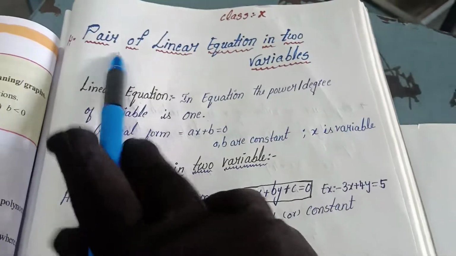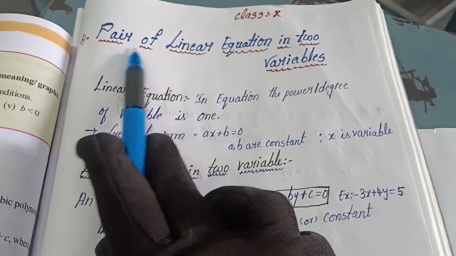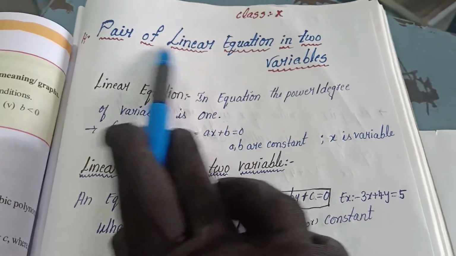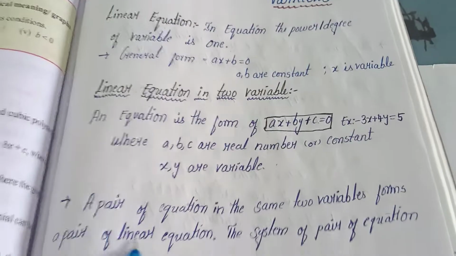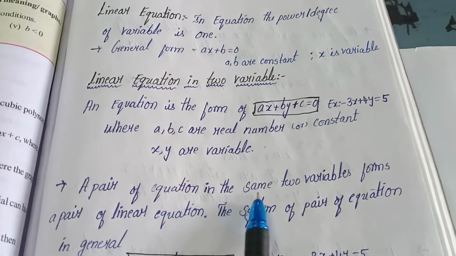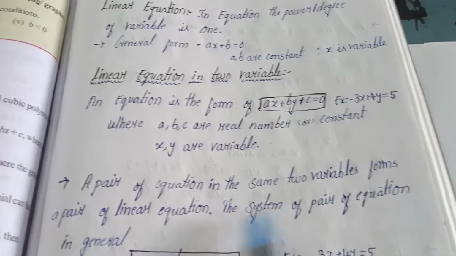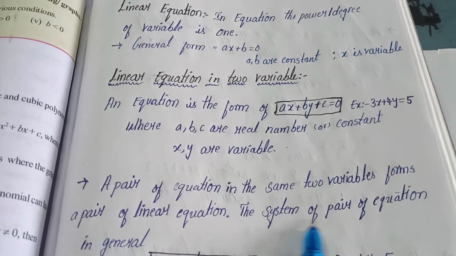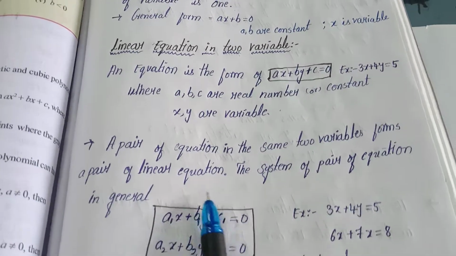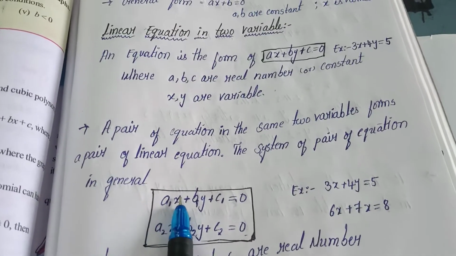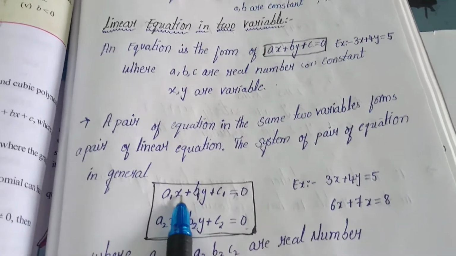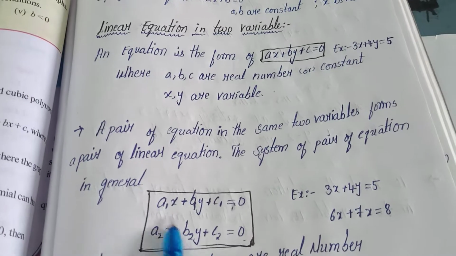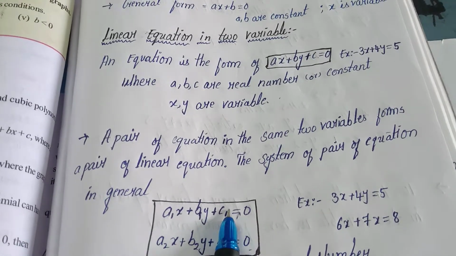What is our question? Pair of linear equations. In this chapter we are going to discuss the pair of linear equations, which means we have to take two equations with two variables. Here the pair of linear equations in the same two variables forms a pair of linear equations. The system of the pair of equations in general: I am taking the variables the same.